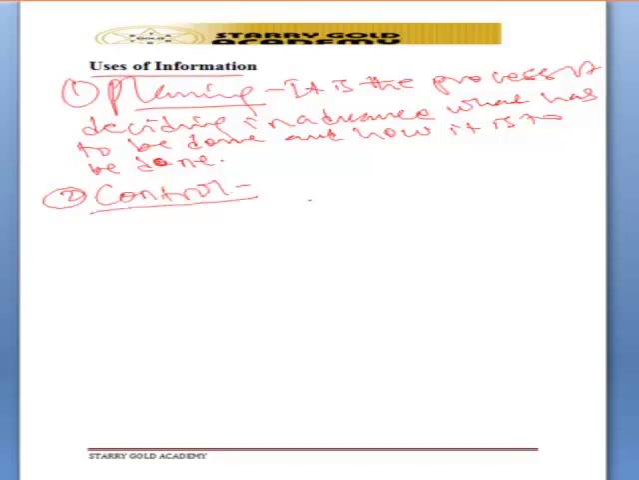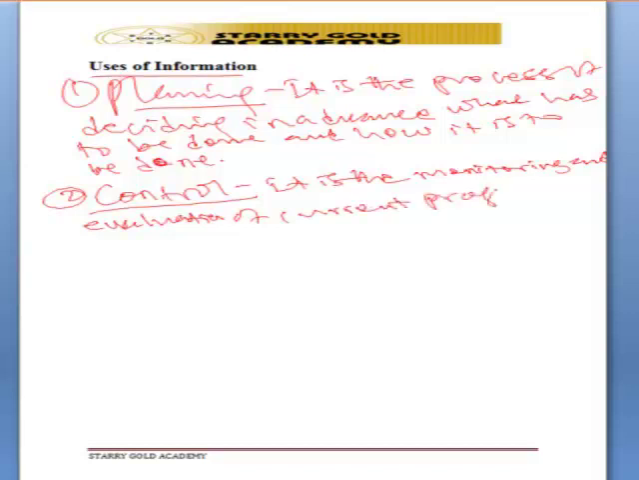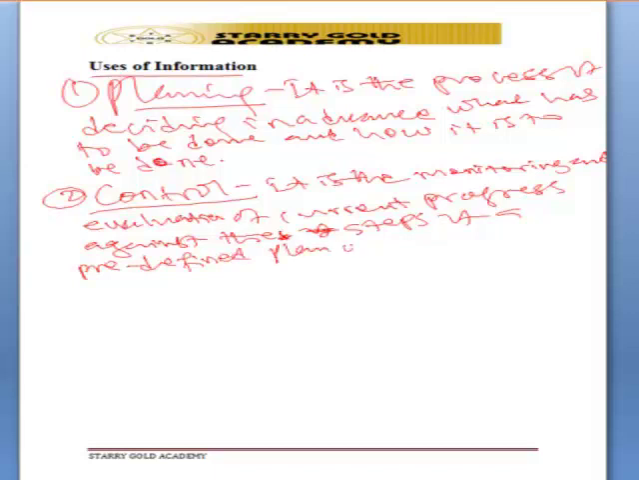Information can be used to control. That is, control can be defined as the monitoring and evaluation of current progress against the steps of a predefined plan or standard.